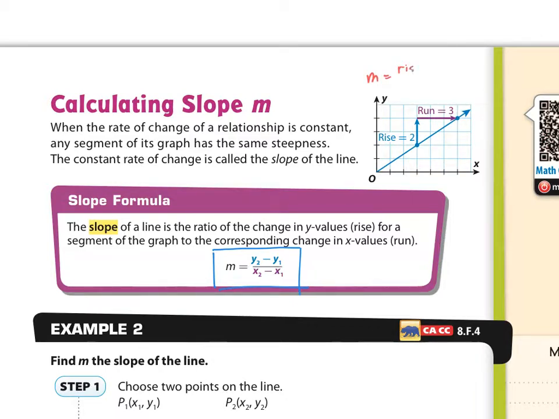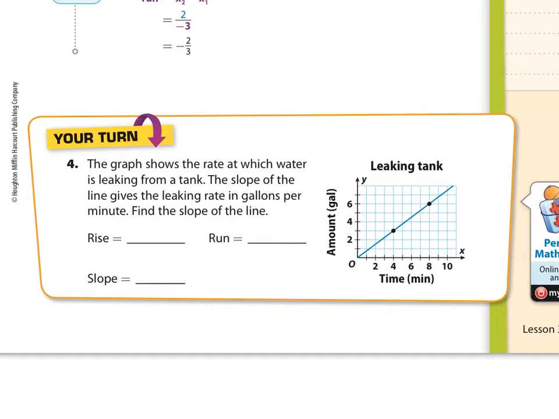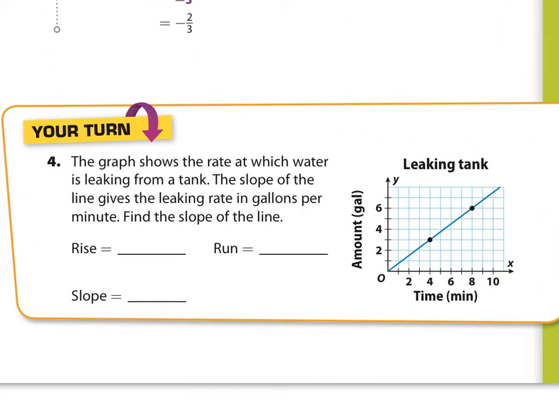it's always rise on top and then run on the bottom. So you'll always hear rise over run. Since in the picture, in the graph, the rise is 2, we put that on top. The run is 3, we put that on the bottom. So 2 over 3 would be the slope. And then the example that's on the bottom. So I'm gonna write out the points, the x and y coordinate of these points.